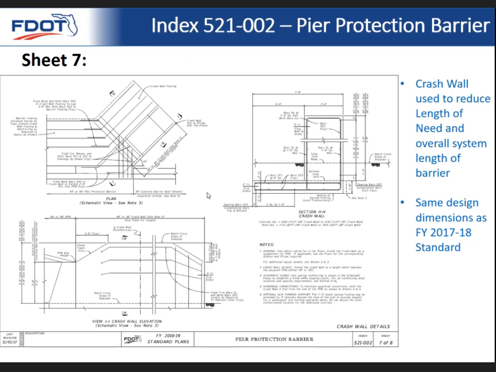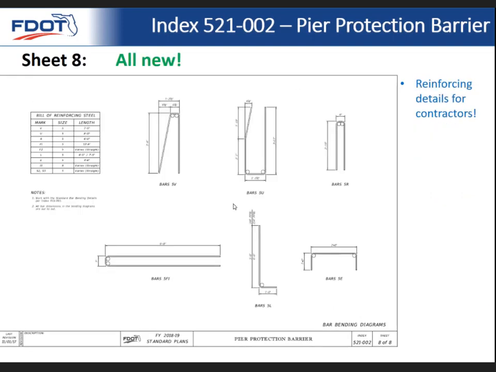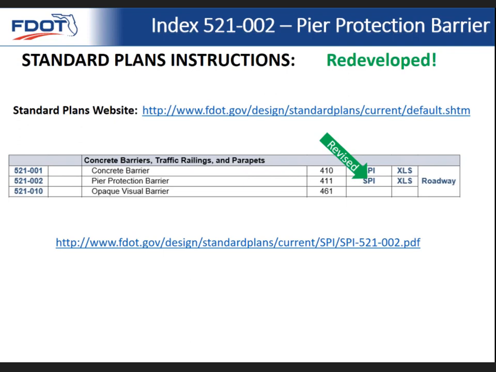And then finally, the crash wall. This again has the same basic geometry as the previous standard. And then the one thing I'll point out is, we added a little point here, station and offset for crash wall. The roadway designer puts that in their plan. The point then defines all the rest of the geometry per the standard. So that point's important. That also would be the length of need point in terms of the station. And we've got some reinforcing details for contractors, and that wraps up the index sheet portion.